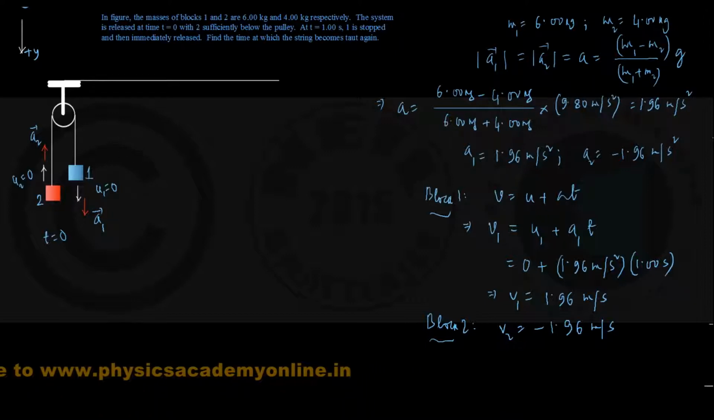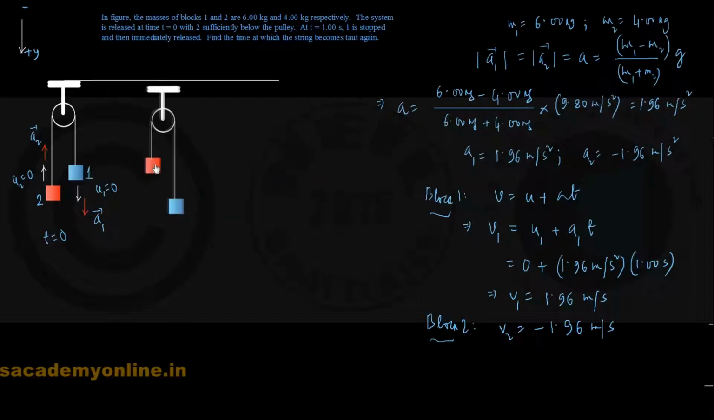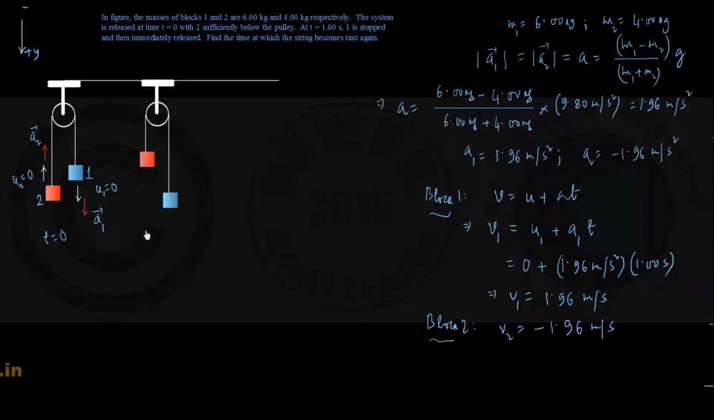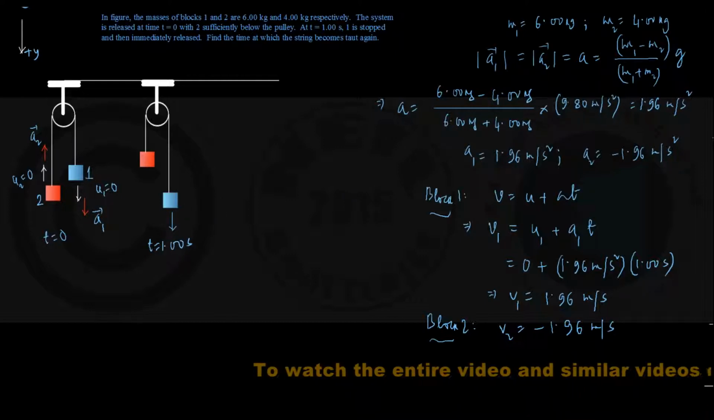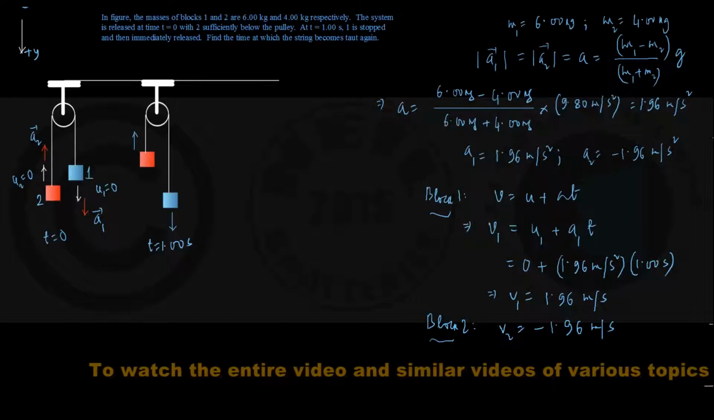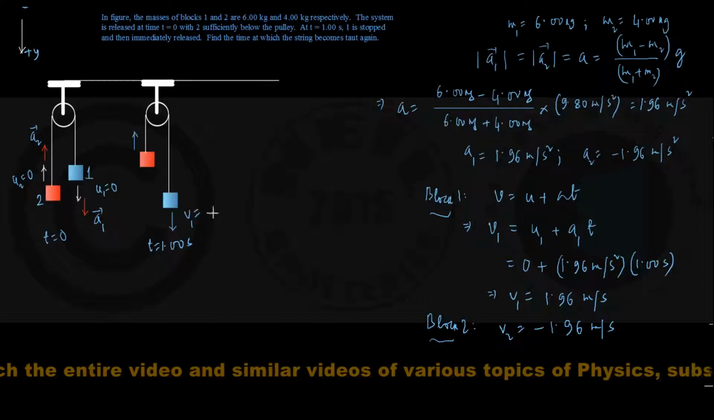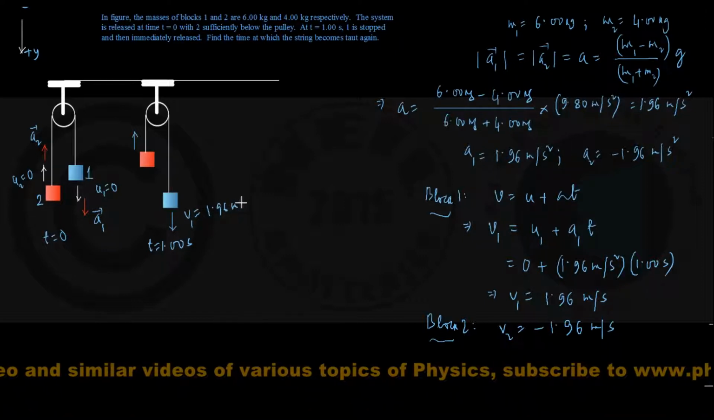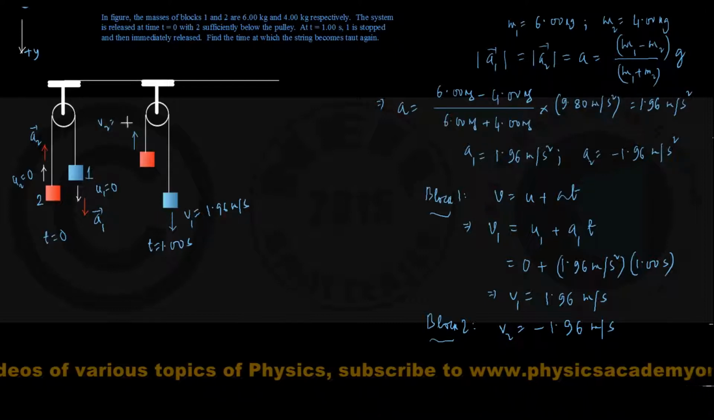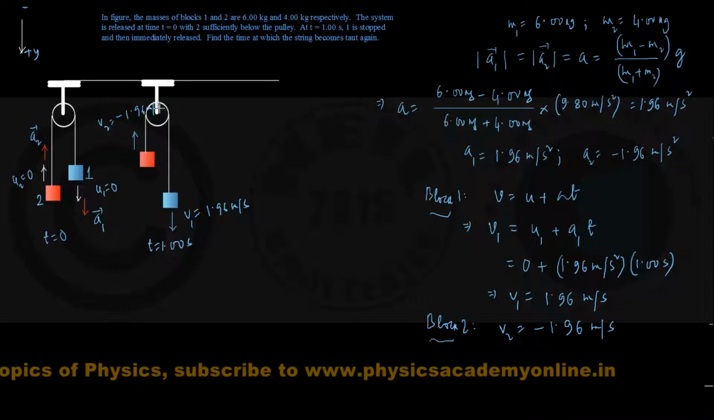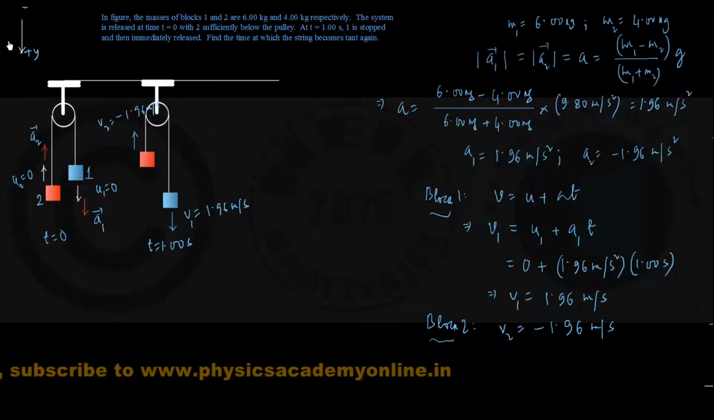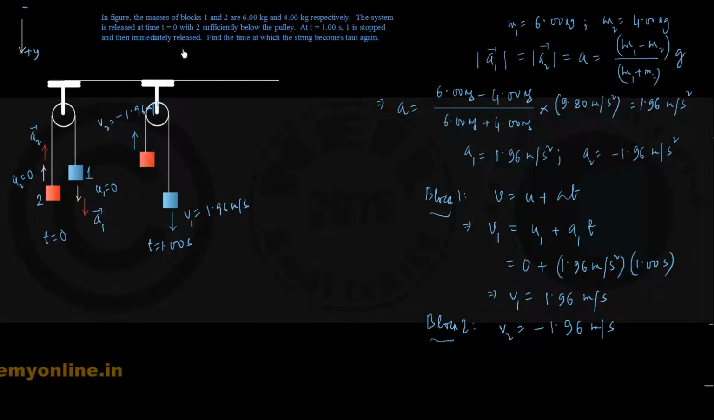Let me draw my figure here to describe the second situation. We have one more figure here now, so situation at the end of 1 second. This time, t is equal to 1.00 second. And as we just found out, at t equals 1 second, block one is going downwards and block two is going upwards with the same speed because of constrained motion. This v1 is 1.96 meter per second and this is v2, that is minus 1.96 meter per second by my sign convention. I'm sticking to this sign convention here. So that was the case before block one was stopped and then immediately released.